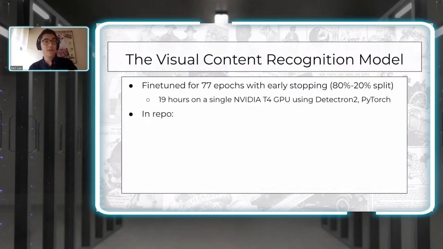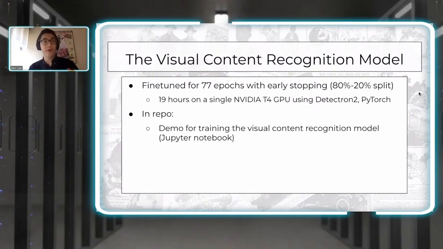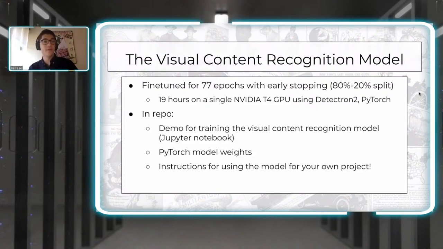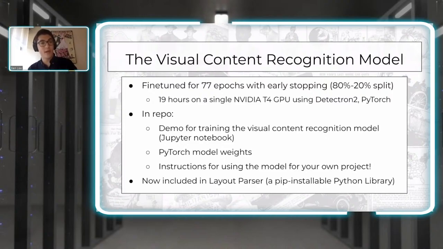But I do want to mention some pointers in the GitHub repo for the project. You'll find a demo for training this model in case you're interested in fine-tuning one for your own project. You'll find the actual model weights themselves. You'll find instructions for using these models in your own project. And also, I'm happy to say that the model weights are now incorporated into Layout Parser, which is a new Python library for deep learning-based document layout analysis. And so you can actually use the model in just a couple of lines of code.